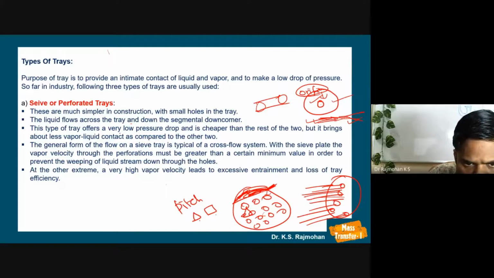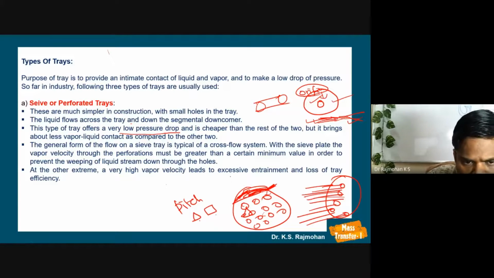So obviously the pressure drop across these units will be very less, and it is going to be cheaper than the other models. But the amount of interaction, how much vapor liquid contact can be brought, is going to be less in the case of this type. Okay, sieve plate columns or perforated columns.